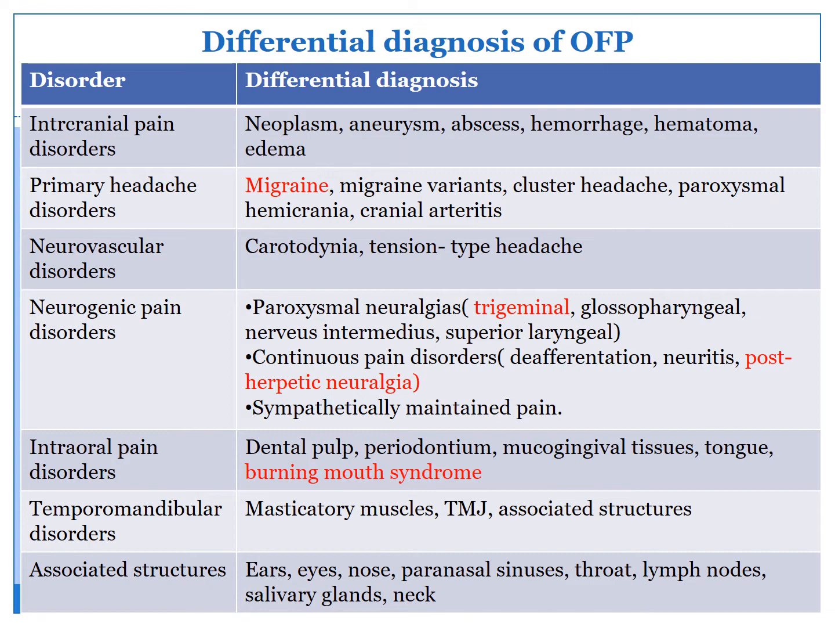differentiating neuritis, post-herpetic neuralgia, and sympathetically mediated pain. In the intraoral pain disorders, you could have dental pulp, periodontium, mucogingival tissues, tongue, or burning mouth syndrome as a causative of intraoral pain. Temporomandibular disorders could have a differential of masticatory muscles, TMJ, and associated structures. Associated structures itself, the ears, eyes, nose, paranasal sinuses, throat, lymph nodes, salivary glands, or neck could also be the cause of orofacial pain.